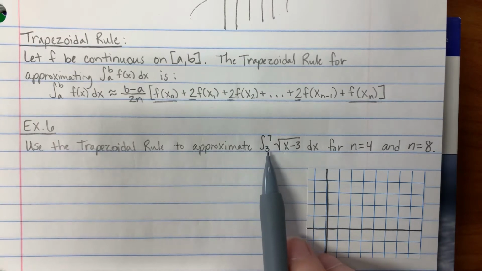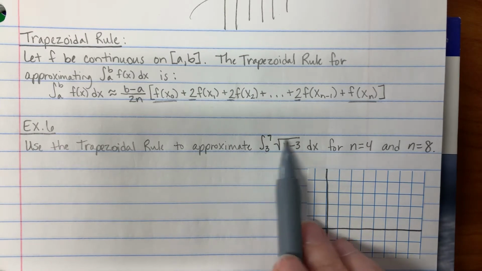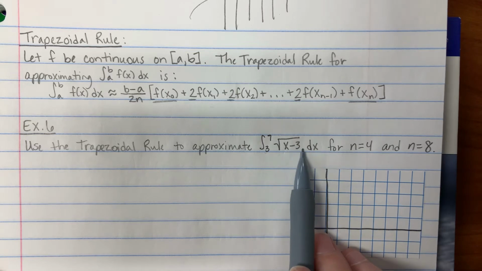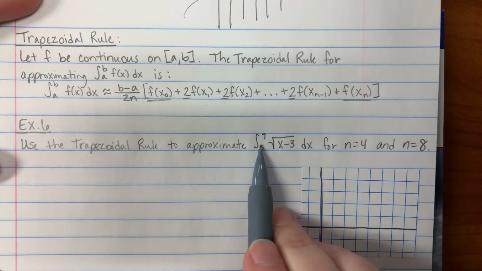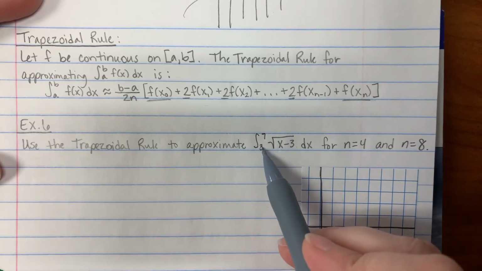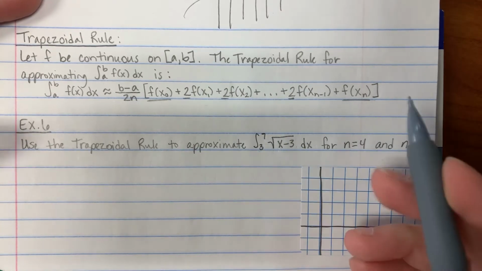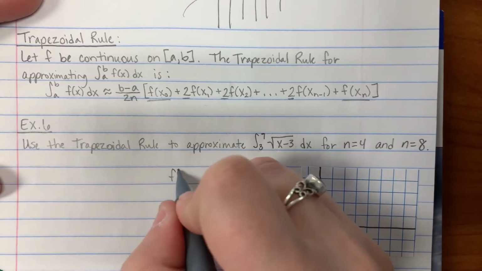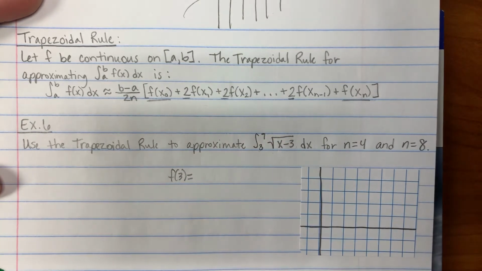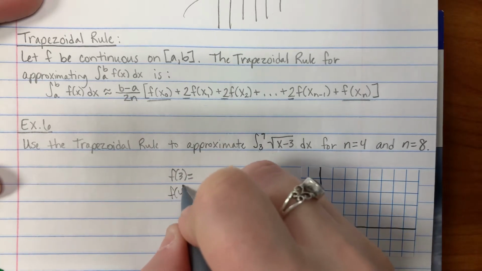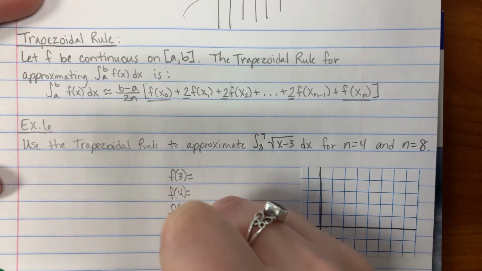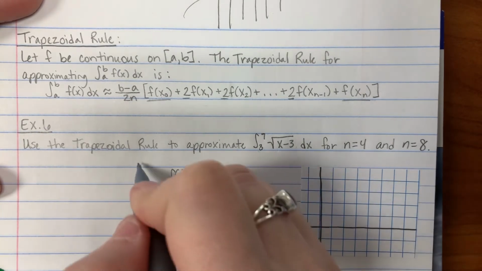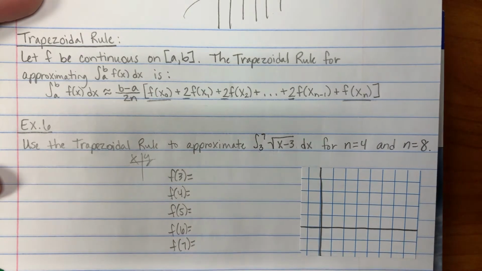So I have this integral from 3 to 7, and it's the square root function of x minus 3. So let's look at what that looks like on an actual graph. So the first thing I'm going to do is find my values from 3 up to 7. So I'm going to plug it in other words. So I'm going to find f of 3 all the way up to 7. So f of 4, f of 5, f of 6, and f of 7. So essentially what I'm doing is I'm making an xy table for 3 up to 7. I'm just going to write it like this so I can see it.